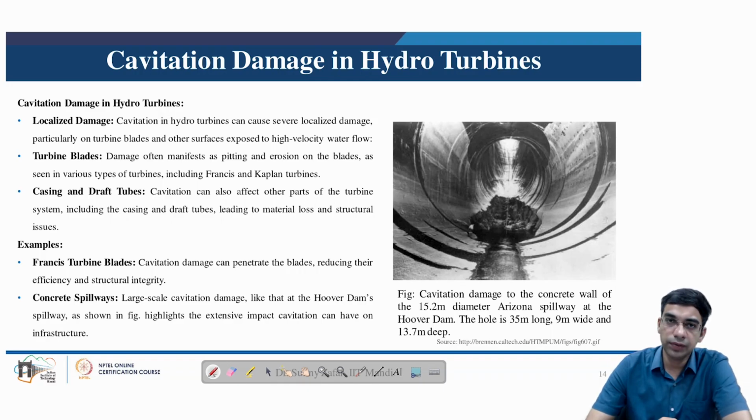Casing and draft tubes of the turbines are also exposed to cavitation damage, and this can lead to material loss and structural issues. Examples include Francis turbine blades, where cavitation damage can penetrate the blades, reducing their efficiency and structural integrity. Concrete spillways also are subjected to cavitation damage, and large-scale cavitation damage like that on Hoover Dam spillway, shown here in the figure, highlights the extensive impact damage that cavitation can have on infrastructure.